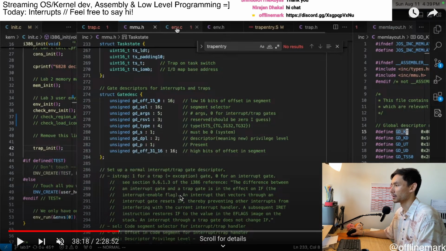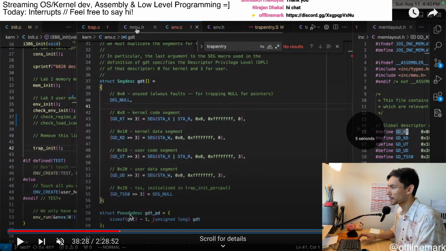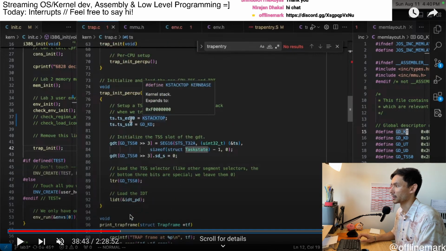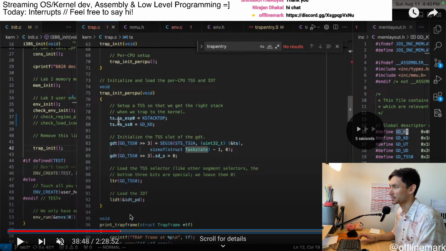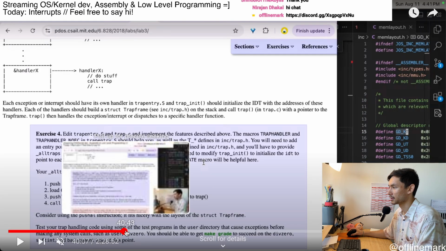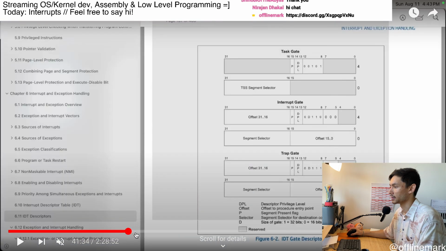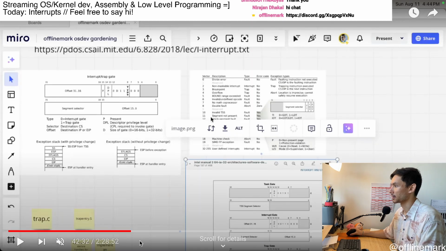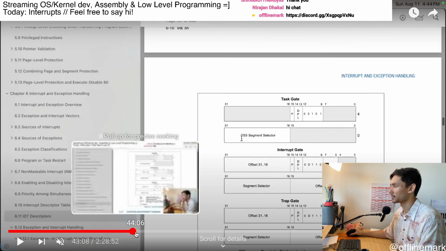Here we are looking at the structure that models the x86 interrupt descriptor, or interrupt and trap descriptor. And just looking at where things are initialized. Here we're going into the manual and getting the official documentation on these structures.